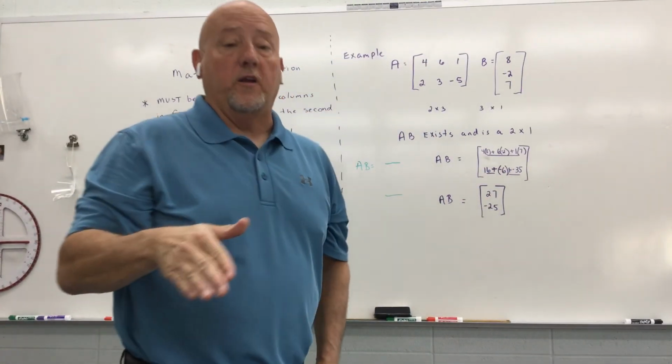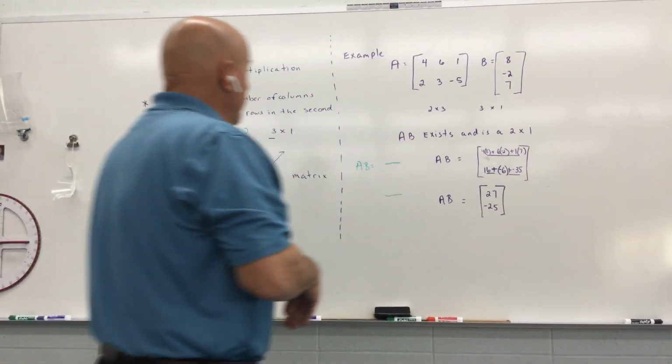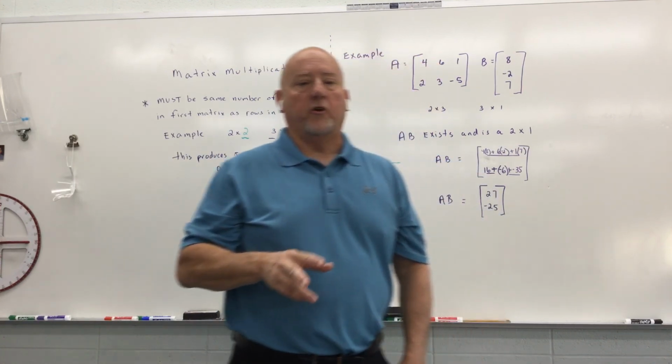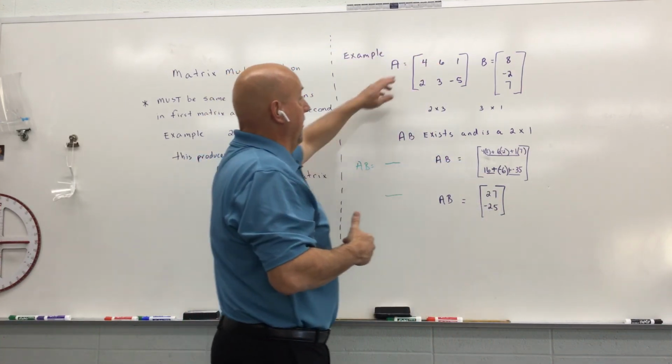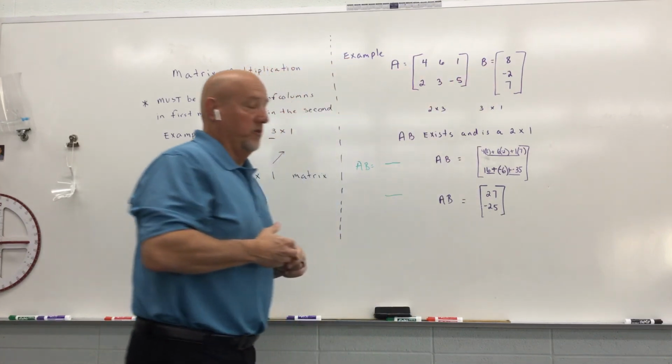You can do this on a calculator. I'll show that to you when you come back in. It's a lot easier with the calculator, although it's not too difficult without. You just got to make sure that you take your time and you match up the rows by the columns to figure out what goes in the existing spot.